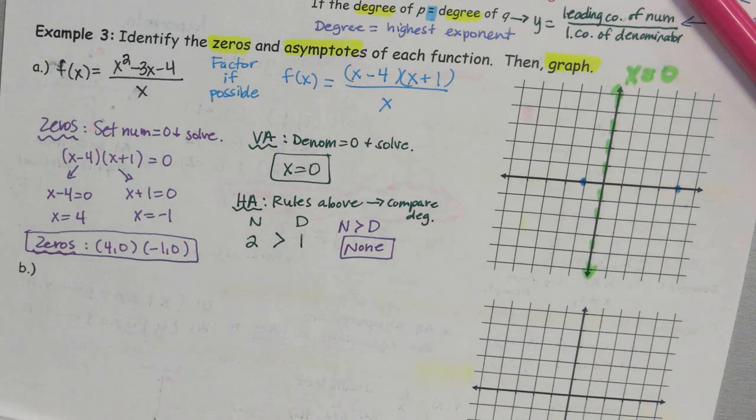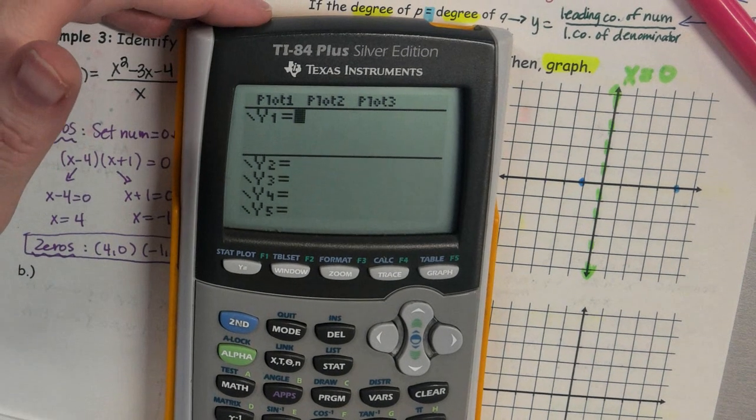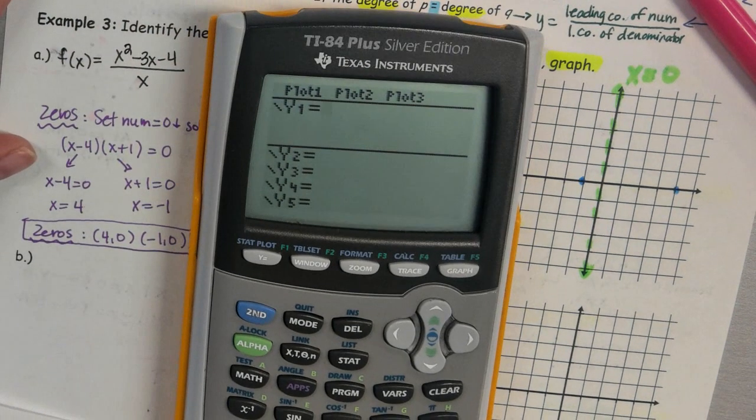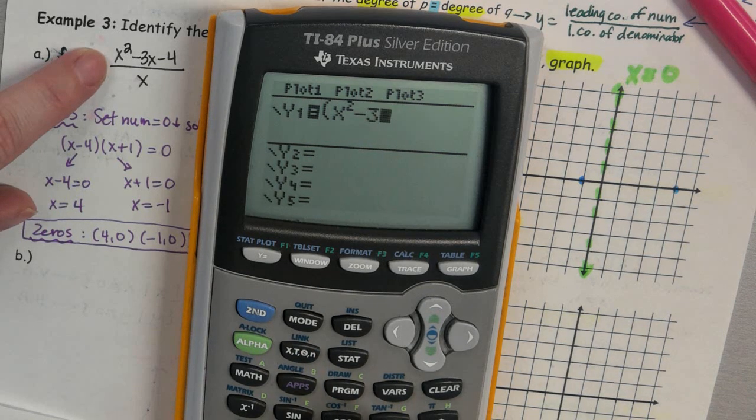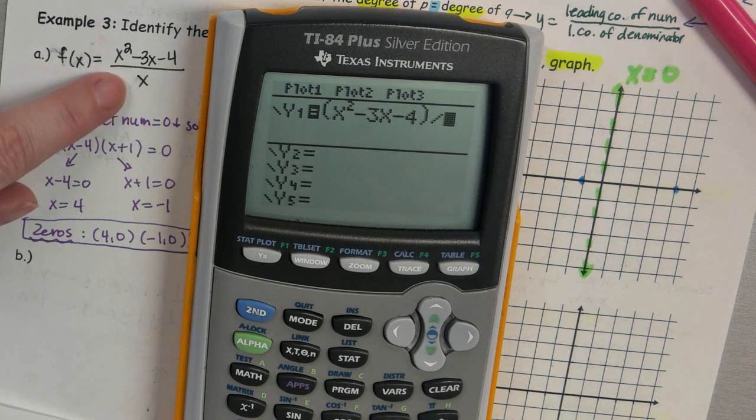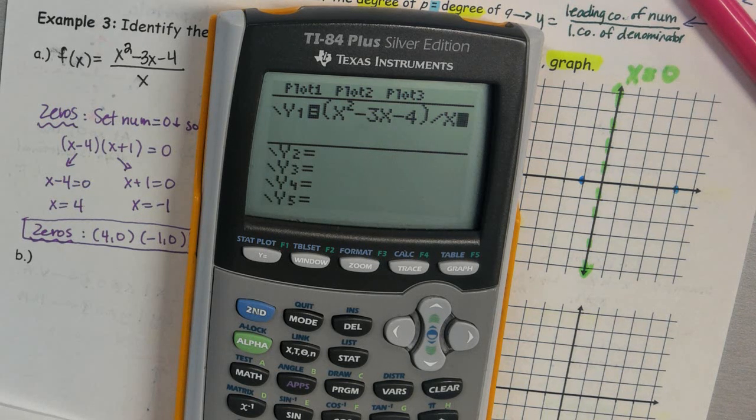Okay, so let's go to y equals. Hello, old friend. Ready? Okay, when you do this, you have to put the top in parentheses because there's more than one term. So it's x squared minus 3x minus 4, and then divided by. Now, because this is just one term, you don't have to worry about the parentheses. Okay, and then we are going to graph it.